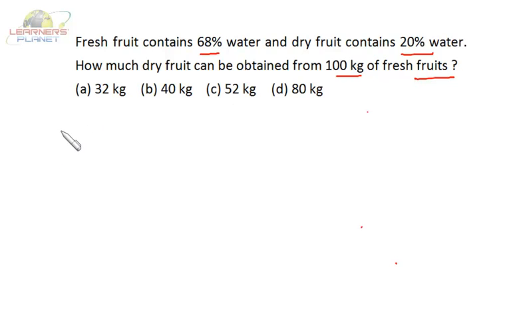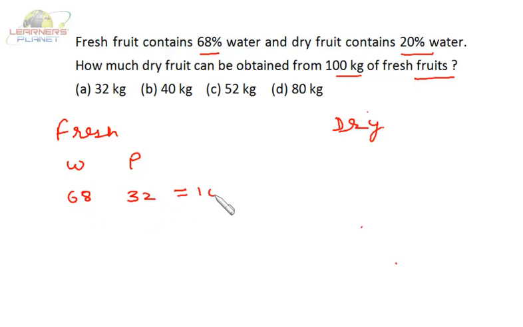Now friends, let's take fresh fruits and dry fruits. The ratio of water to pulp is 68% water is there. That means 32% pulp is there. Okay. Or we can say the ratio is 17 is to 4. Okay. In all it is 100. And in dry fruit, we want 20% water and 80% pulp. So water and pulp. Water is 20 and pulp is 80.